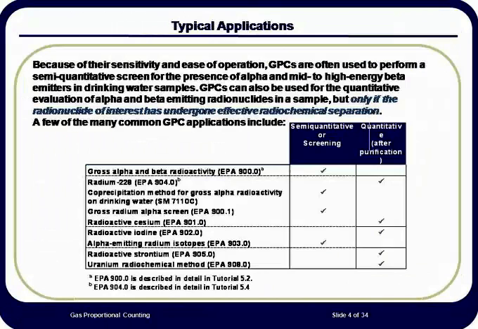Gas proportional counters have excellent sensitivity to low levels of alpha and beta radiation. These detectors can be used for general screening of samples or for radionuclide specific analysis. The table on the slide identifies several different methods that utilize gas proportional counting for these purposes.